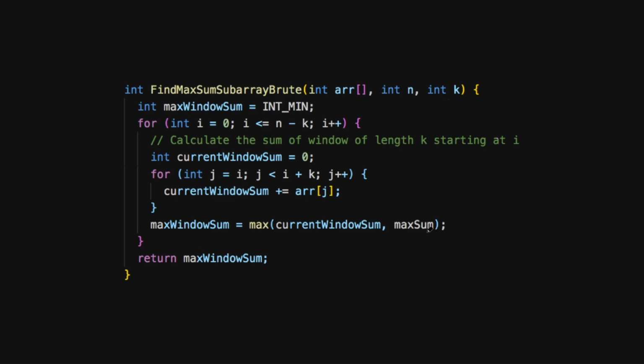Finally, we return max window sum, which is our solution here. Time complexity of the solution here will be order of n multiplied by k, or order of n minus k into k to be more precise. So the inner loop is running for k times and the outer loop is running for n minus k times. So our time complexity here is order of n minus k times k.